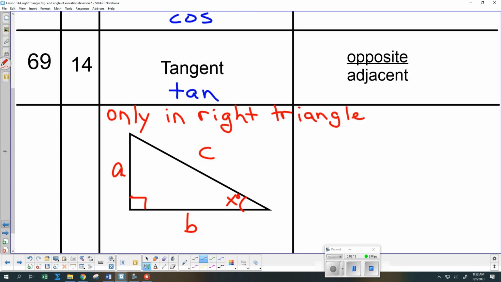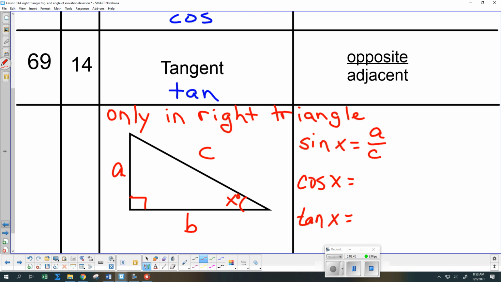So then I can write down the sine of X is one letter over another, the cosine of X is one letter over another, and the tangent of X is one letter over another. So for sine, I know SOH: sine is opposite over hypotenuse. I find the X, the opposite side is A, the hypotenuse is C, so my sine is A over C.